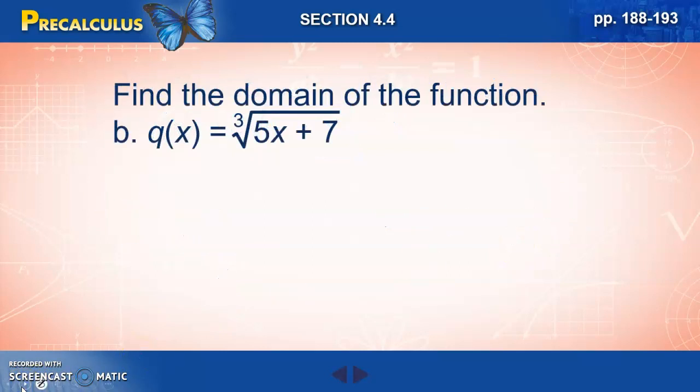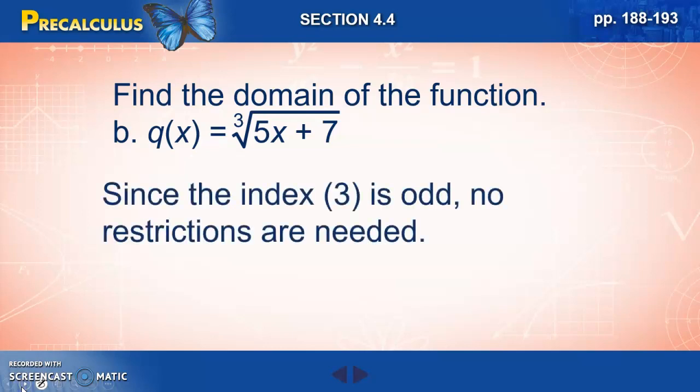Let's find the domain of this one. See if you can do this one on your own. Pause the video and come back when you're ready to check your work. Okay, so we know that the radicand has to be greater than or equal to 0. So we're going to take the radicand, which is 5x plus 7, and set it greater than or equal to 0, right? That's probably what you did, and you probably came up with this domain restriction. However, you may not have noticed the index. The index here is 3.